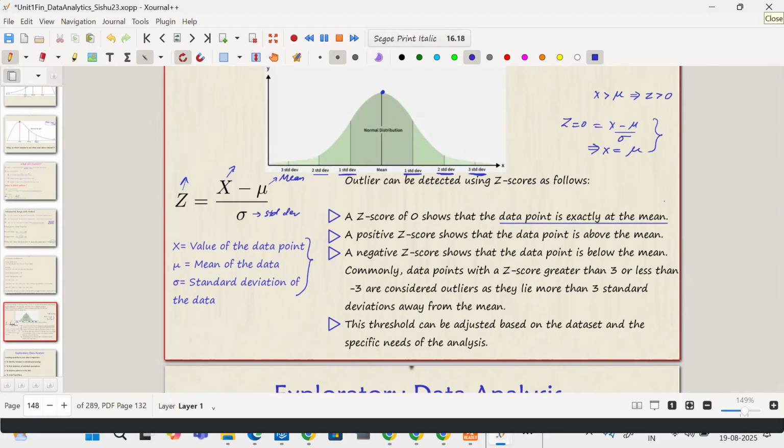Are you able to understand that? If x is greater than mu, then z is greater than 0. So if your data point is above the mean, your z score is positive. Fine. Now let us look into what you mean by a negative z score. If you have a negative z score, it means the data point is below the mean. So if x is less than mu, it implies z is less than 0.